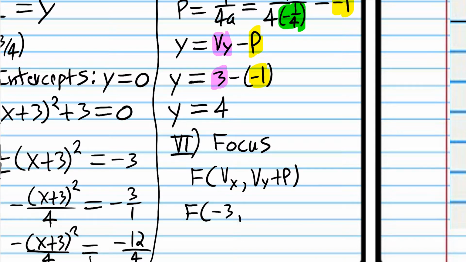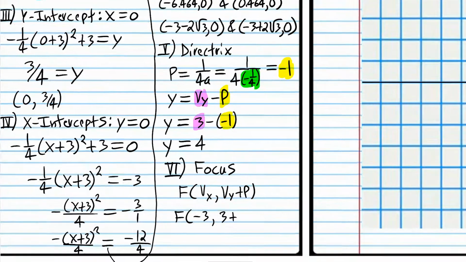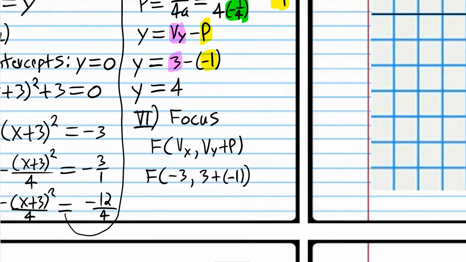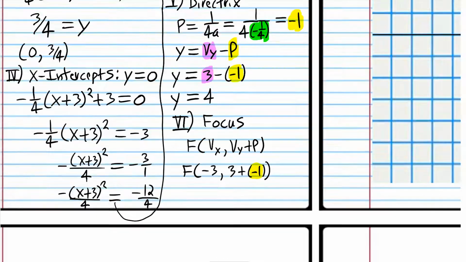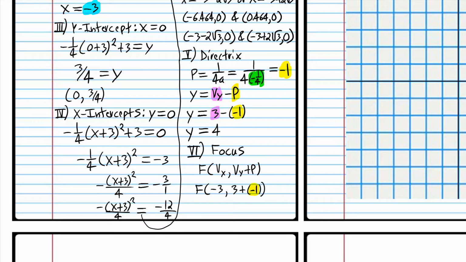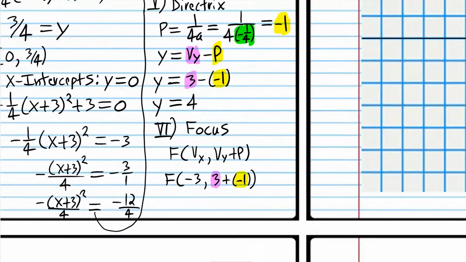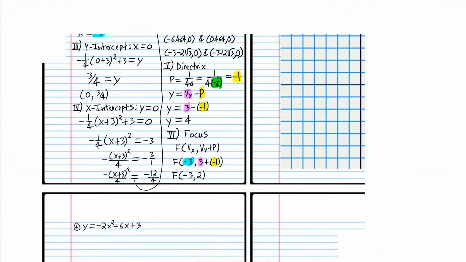So the x value of the vertex is negative 3, the y value of the vertex is positive 3, and then we're going to add p, and p up there is, as you can see, negative 1. So I got that p value from here, and that's the y value of the vertex, and so on and so forth. I don't know if I have time to color code all these. Maybe I'll come back and do that, but it's a lot to do when you're trying to actually calculate this stuff. So 3 plus negative 1 is 2, so that's the coordinates of the focus.